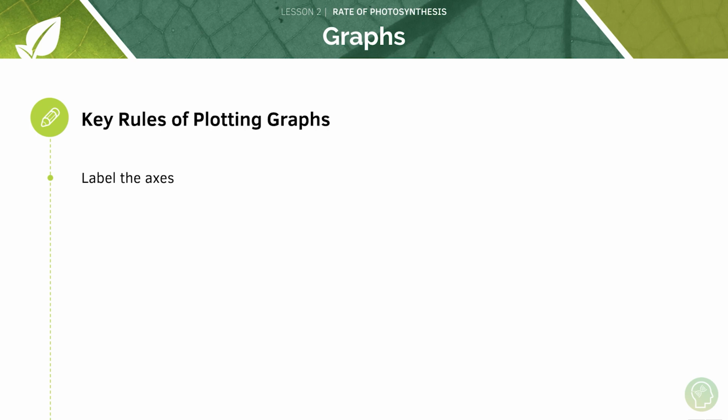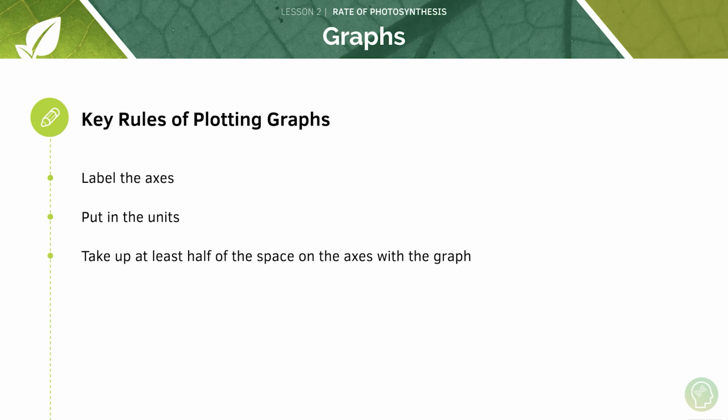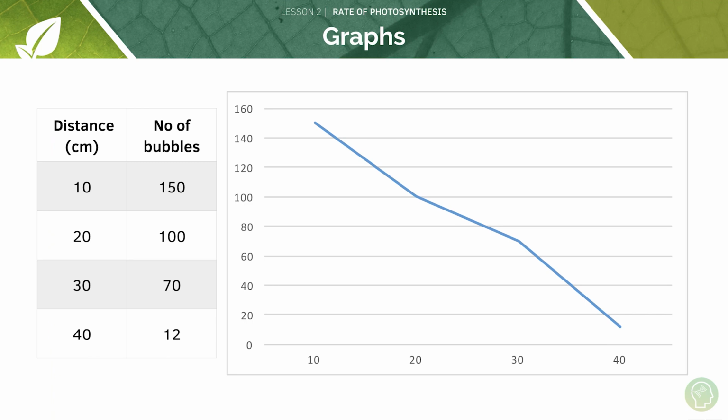And here are some key rules of plotting graphs, which you might have to do in the exam. So label the axes, put in the units, and take up at least half of the space on the axes with the graph. So this means that here you would have to label this graph. On the x-axis you're going to have your distance, and I know that's on the x-axis because that's our independent variable, and I imagine that would be distance of the light source from your plant. So that's going to be proportional to your light intensity.